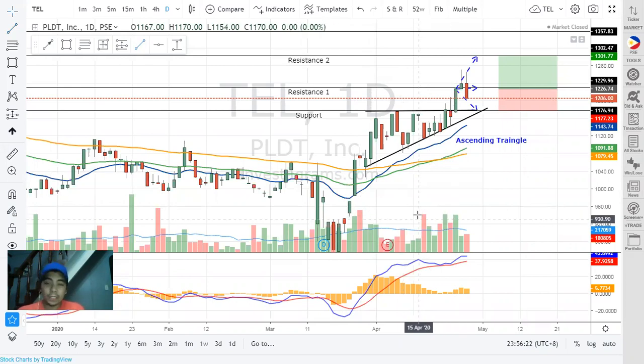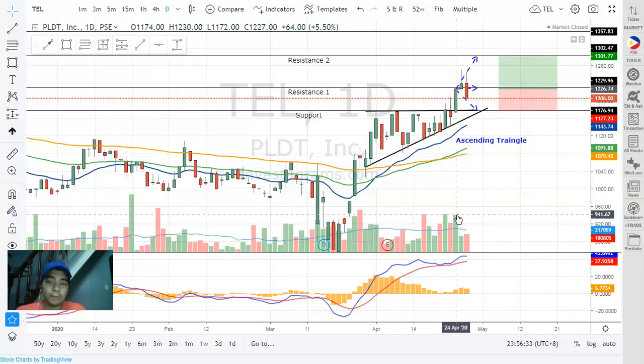So maybe we cannot consider the volume in this case, but we can see that the breakout volume is almost equal to or higher than the usual volume. From there, we can somehow link it to this ascending triangle. For the next move, for now, the stock is sideways. We can see in the next 2 days what will happen.